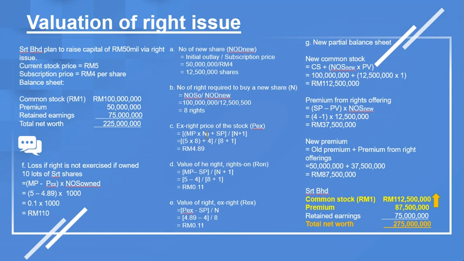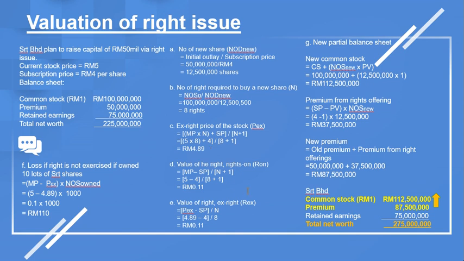Okay, and we proceed to calculate the ex-rights price of the stock, which is PEX. This is determined by taking the market price multiplied by N, where N is the number of rights required to buy new shares, plus the subscription price, over N plus 1. So solve this formula, you will see the ex-rights price of the stock is equivalent to 4.89 ringgit.